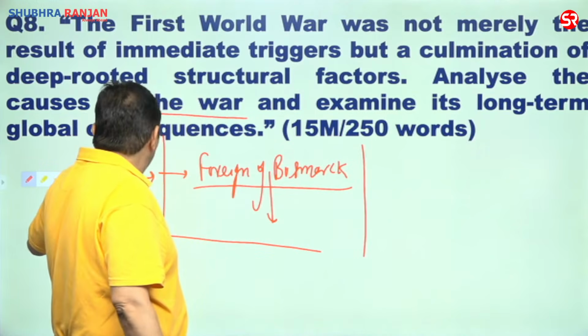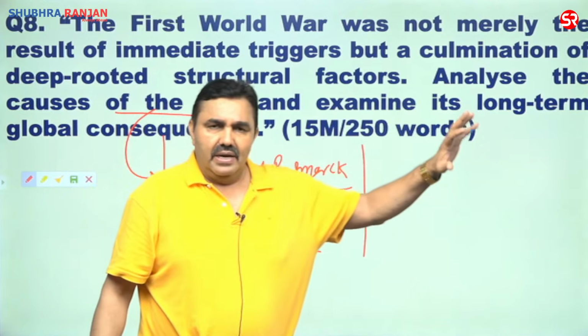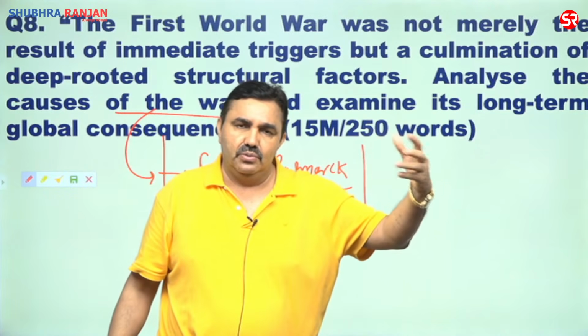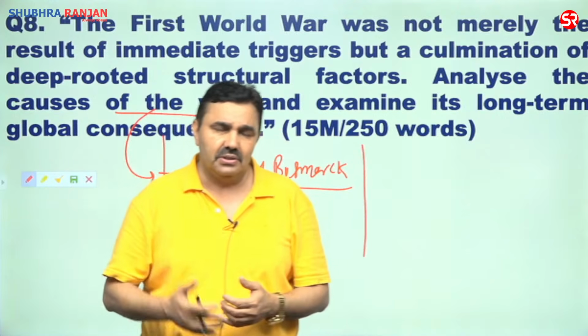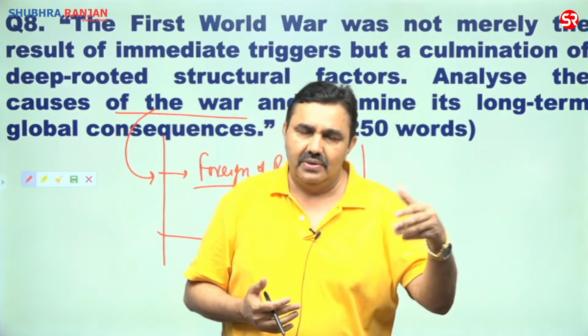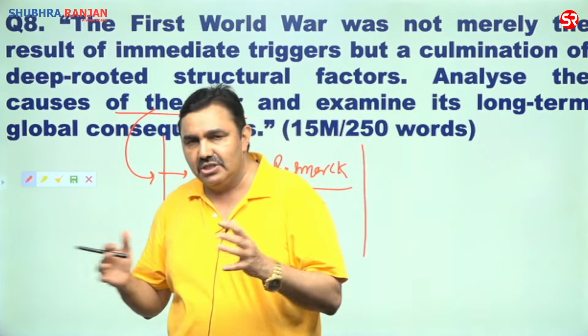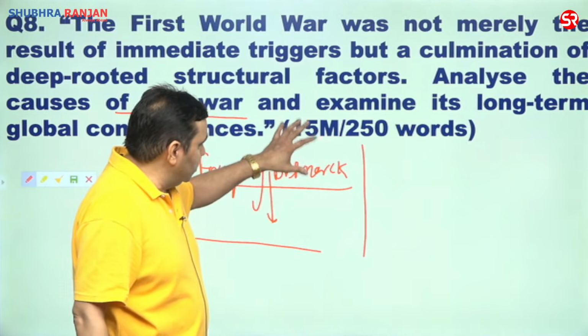Examine long-term consequences, political impact. Four great empires collapsed. Revolution, Russian Revolution, Turkish Revolution were triggered. 7 new nations came up. With 7 nations, you have Poland, you have Hungary, you have Czechoslovakia, Latvia, Lithuania, Estonia. All these nations came up. So 7 new nations came up because of this war.